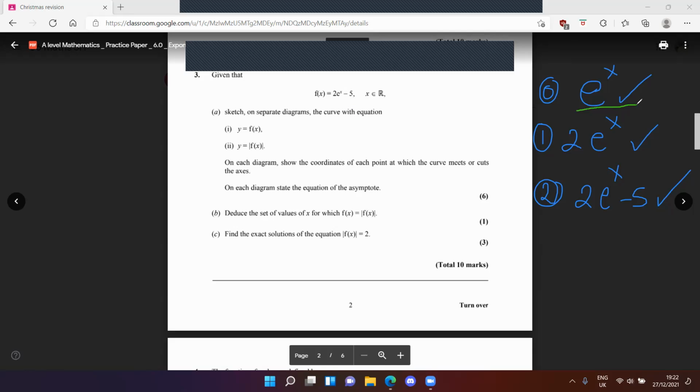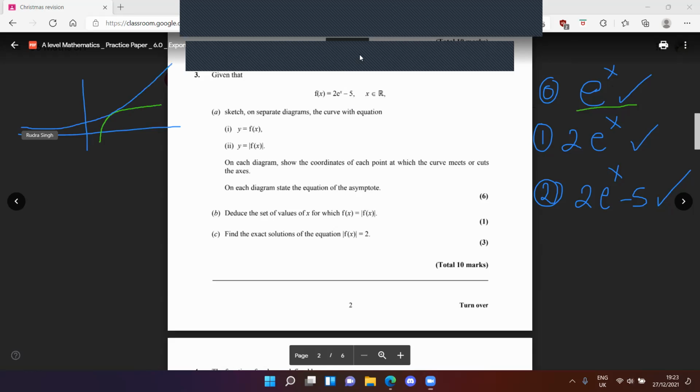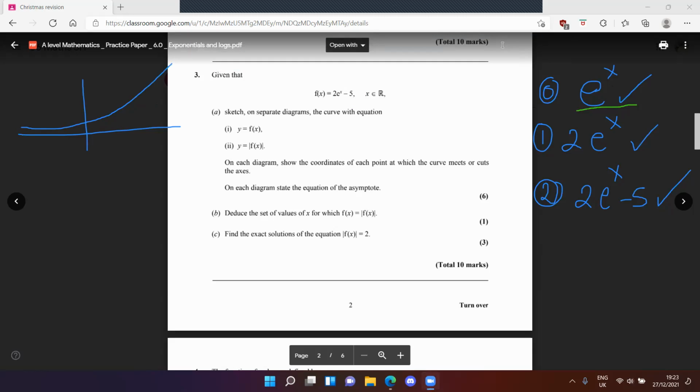Do you know what it looks like? Is it like this? No, that's ln. What you did was ln. This is what we call exponential increase. So it's an exponential graph, and it increases exponentially.